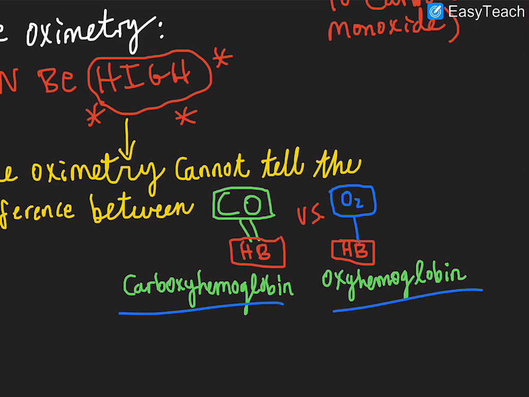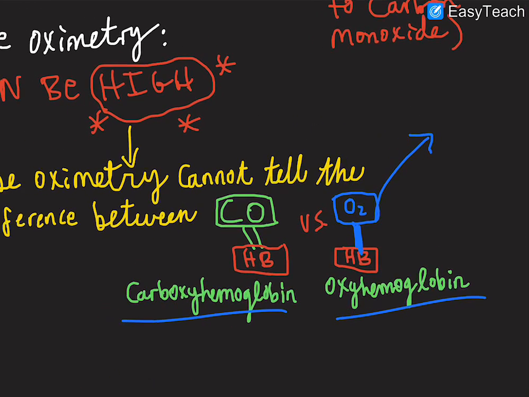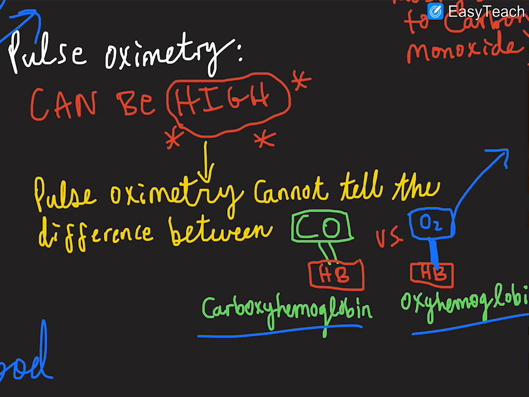Again, remember, carboxyhemoglobin is the hemoglobin bound to carbon monoxide, and oxyhemoglobin is the hemoglobin bound to oxygen. Remember we said that when carbon monoxide binds to hemoglobin, it stabilizes the oxygen-hemoglobin bond, leading to functional anemia because the oxygen cannot be released from the hemoglobin and go to your tissues. So that's why the pulse oximetry reading can be falsely elevated.